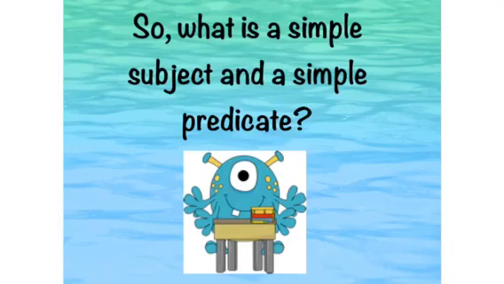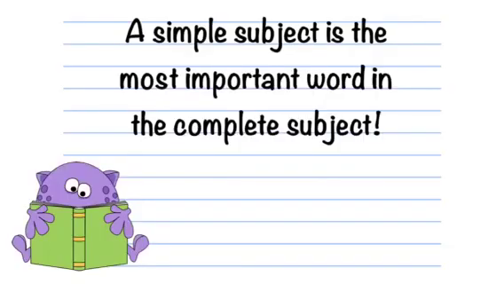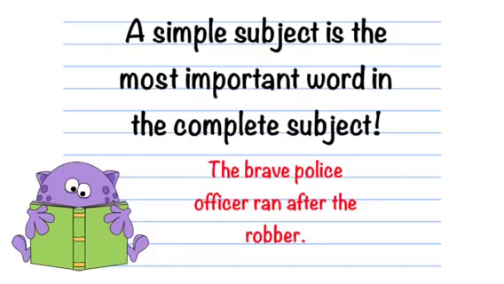So what is a simple subject and a simple predicate? A simple subject is the most important word in the complete subject. At this point, you're looking for the one word that tells who or what that sentence is about. Let's go back to our first example of the brave police officer ran after the robber. In this case, officer would be our simple subject. The words brave and police are telling what the officer is. They're adjectives, they're describing the officer.